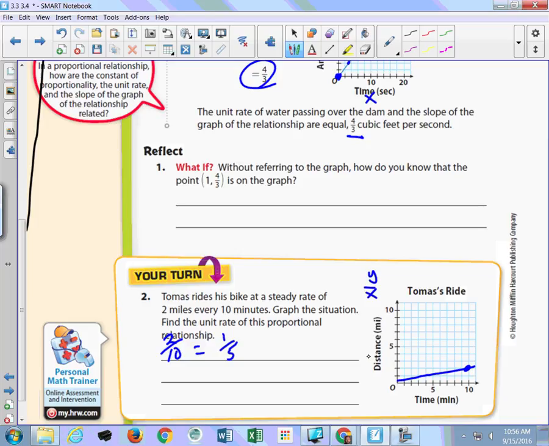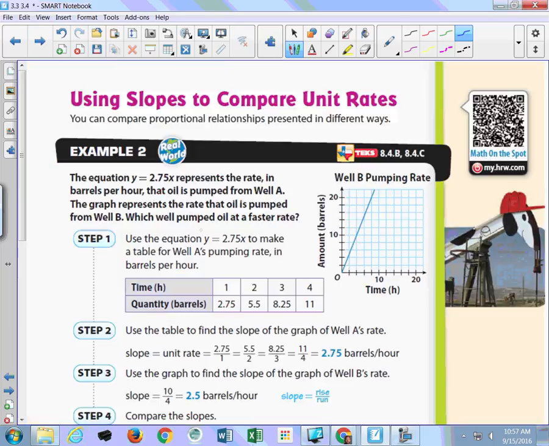If I do my y to x label, that is 1/5 mile per minute. So they run 1/5 of a mile every minute. So how long would it take them to run a whole mile? 5 minutes. Okay, that's pretty fast. All right, next, moving on.